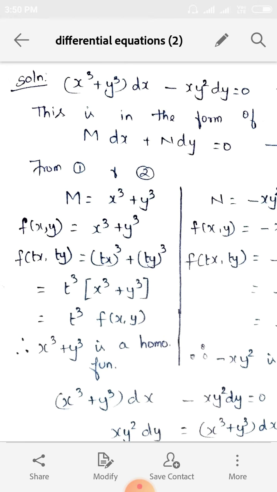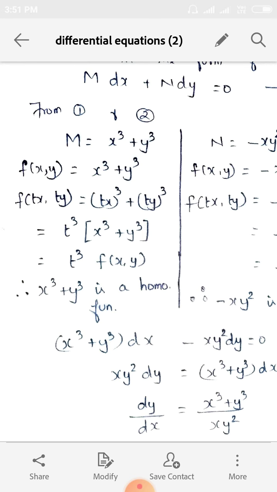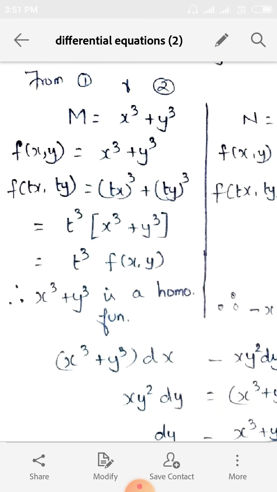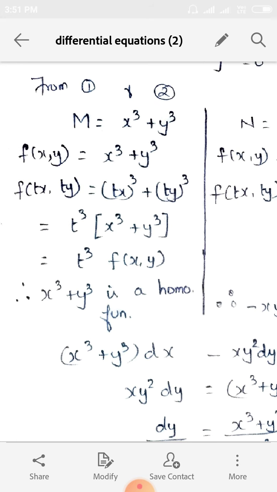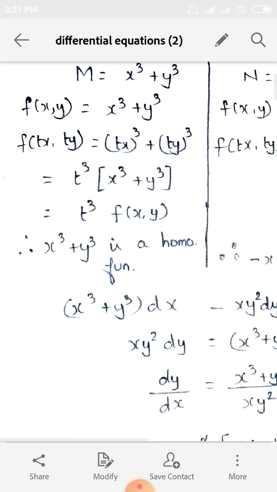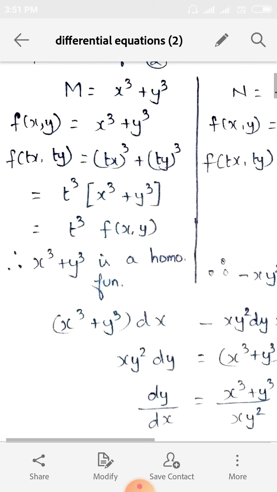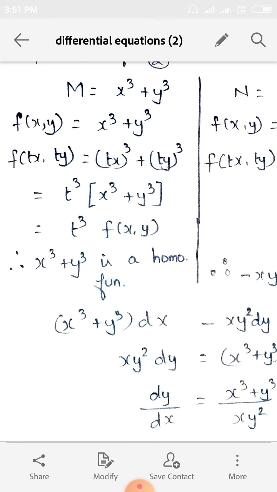First we have to check whether M and N are homogeneous functions of the same degree. This is the condition. M is equal to x cube plus y cube, so f of x comma y is equal to x cube plus y cube. Applying the homogeneous condition, f of tx comma ty is equal to (tx) whole cube plus (ty) whole cube, which is t cube into (x cube plus y cube). But x cube plus y cube is nothing but f of x comma y. Therefore, t cube into f of x comma y. Therefore, x cube plus y cube is a homogeneous function of degree n is equal to 3.